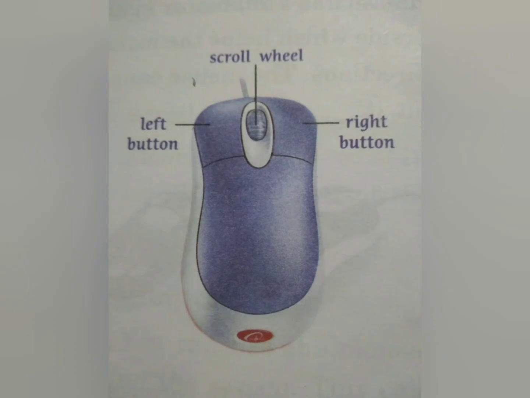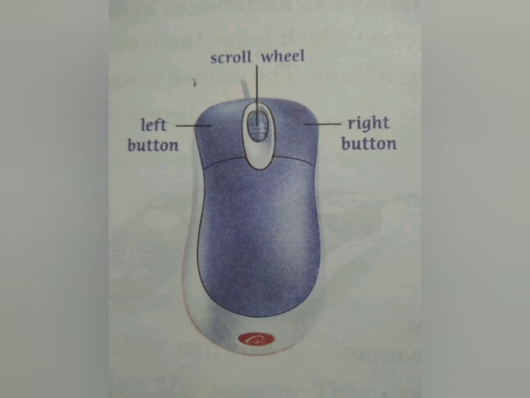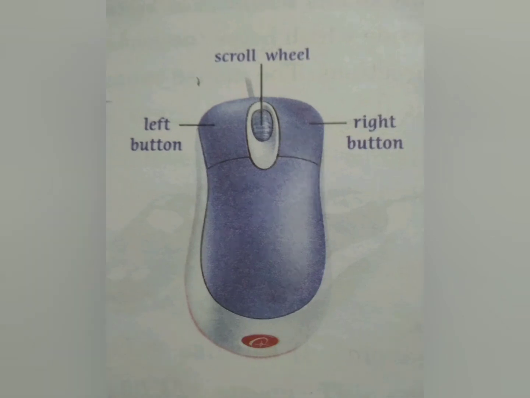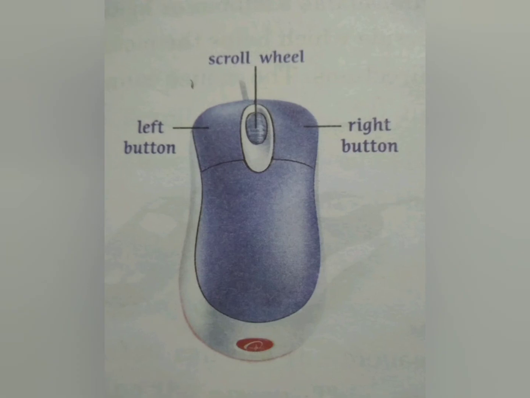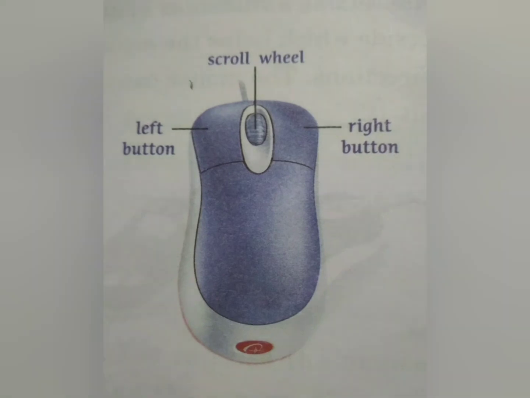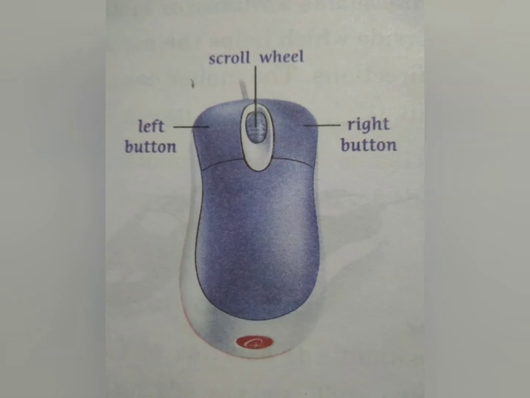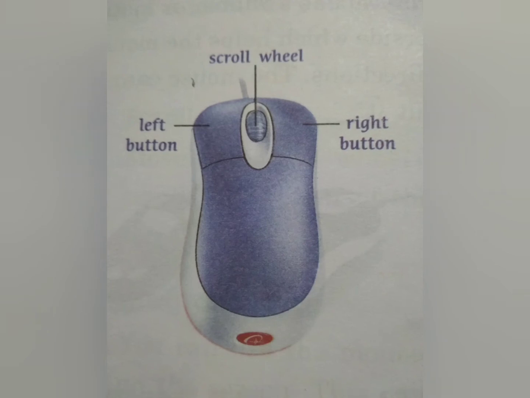Mouse pointer. Which one is known as the mouse pointer? Do you know? Yes, that arrow-shaped pointer is known as the mouse pointer. There are so many different types of pointers, not only the arrow type.